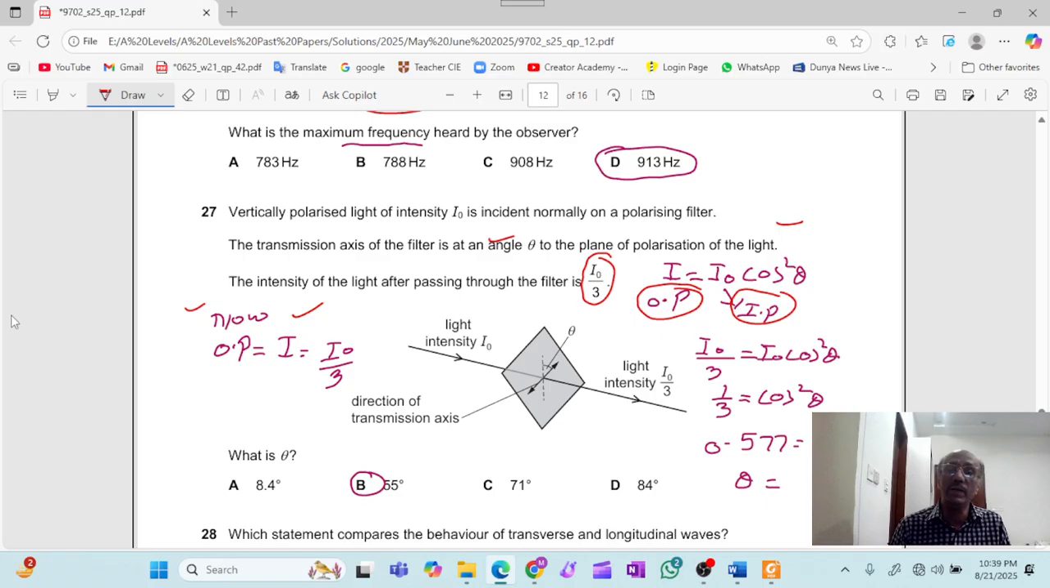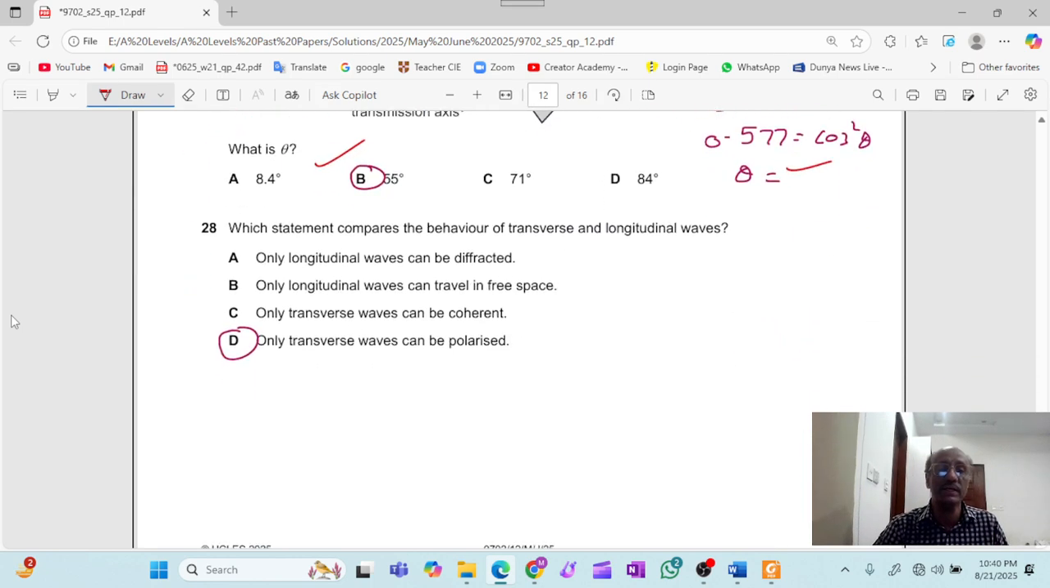We apply the formula I equals I0 cos squared theta, with I0 over 3. Then we will get the answer. Only the calculation is required. So 55 degrees is the answer.